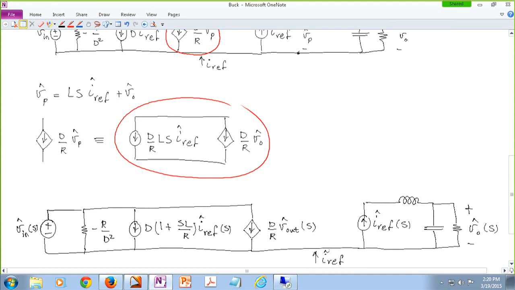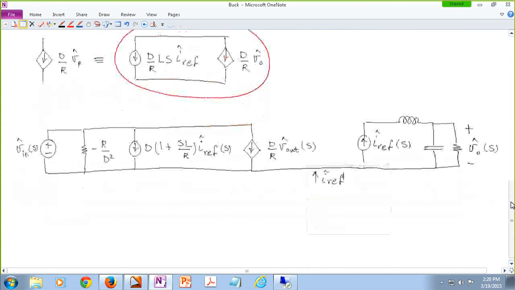Okay? So this is our final equivalent circuit model in terms of a small signal analysis of the current mode control. And then we can actually derive our small signal transfer functions. For instance, similar to the way that we were doing for the voltage mode control, I can look at my control to output transfer function.